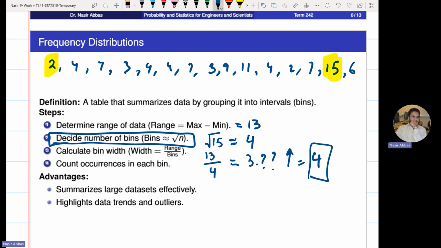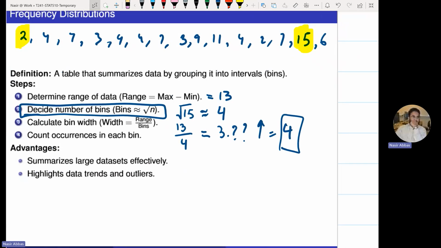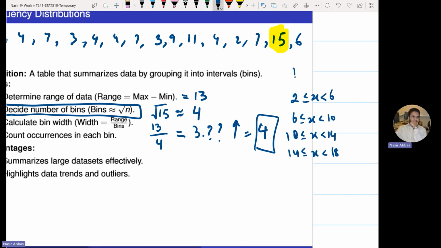Okay, so let us start making classes. For making classes, you start with, let's say, 2. What is 2 plus 4? 6. What is 6 plus 4? 10. 10 plus 4? 14. 14 plus 4? 18. That's it. These are the bins.